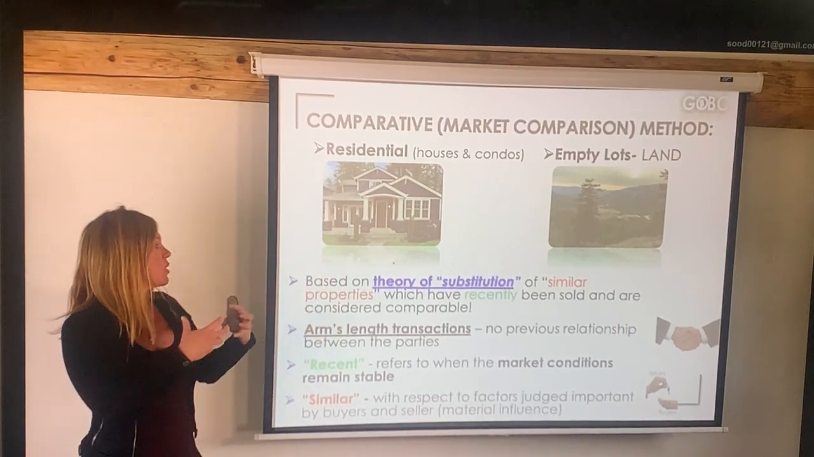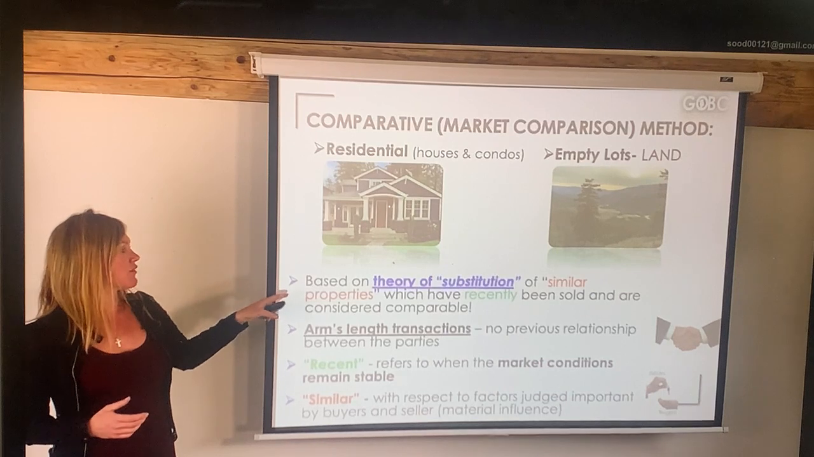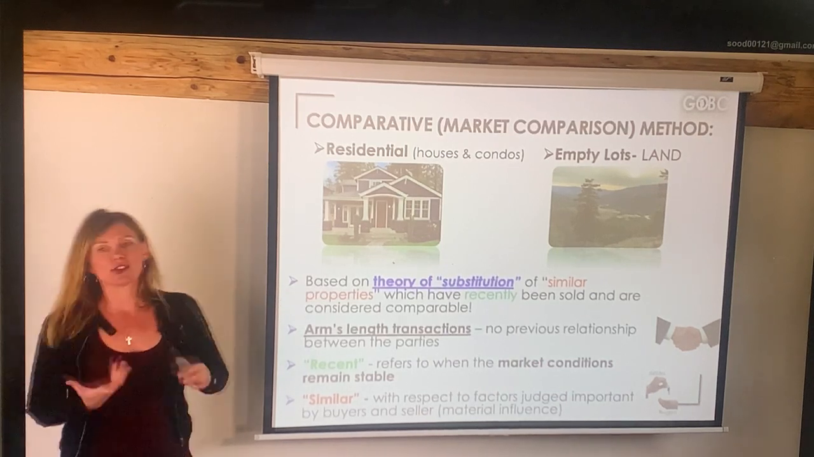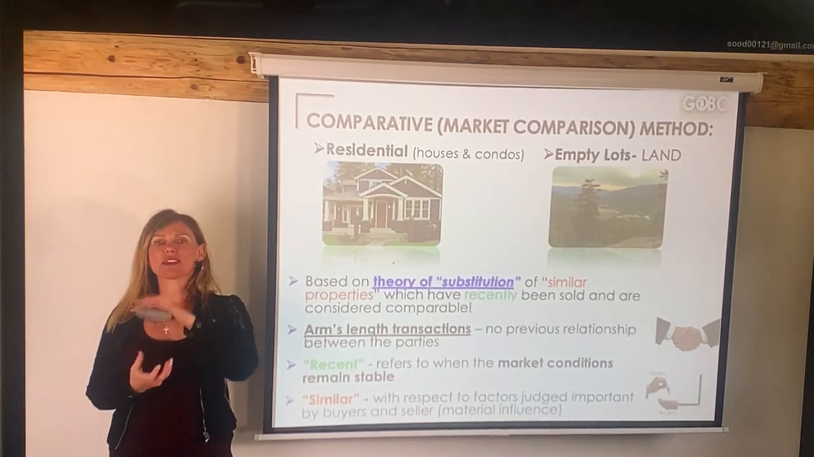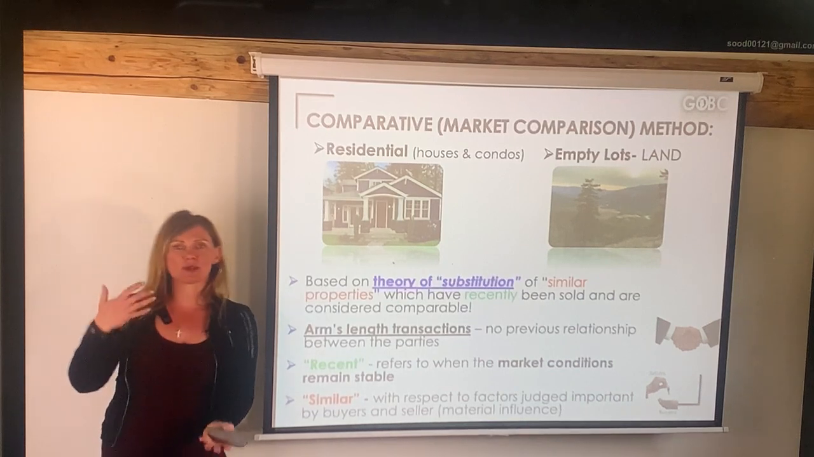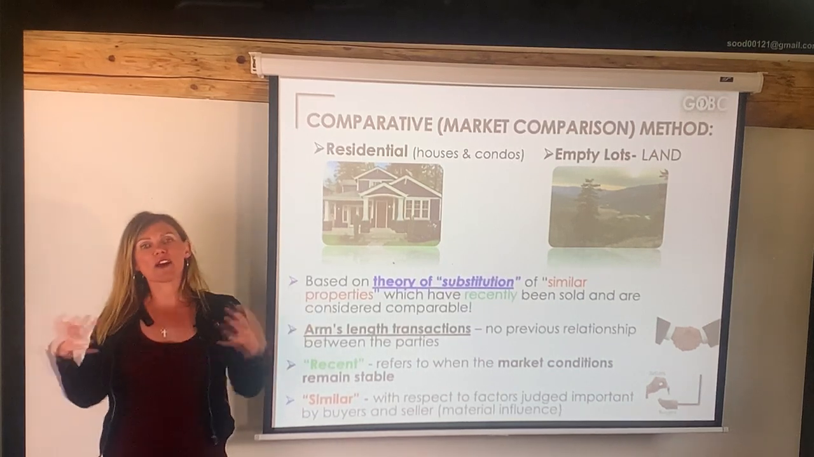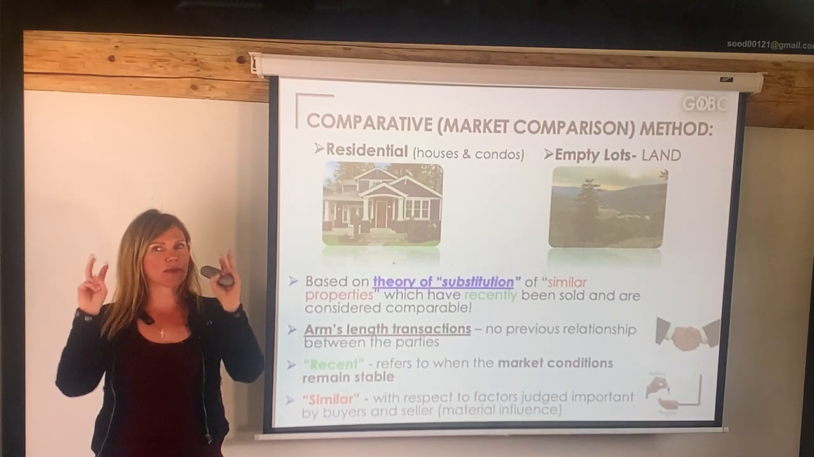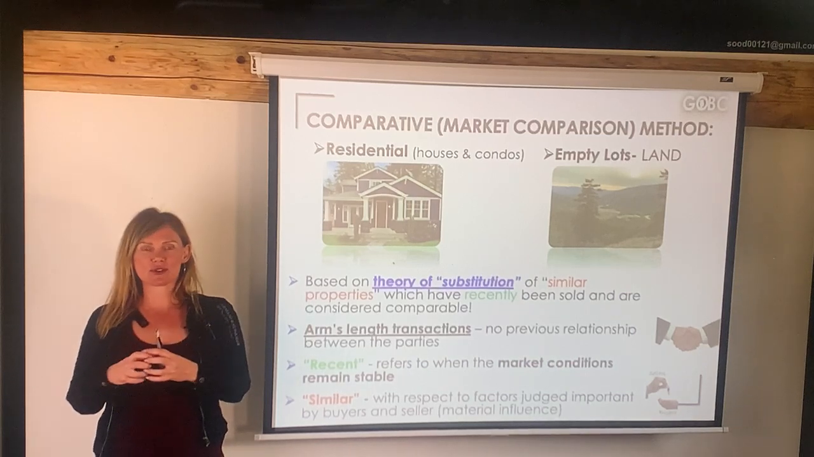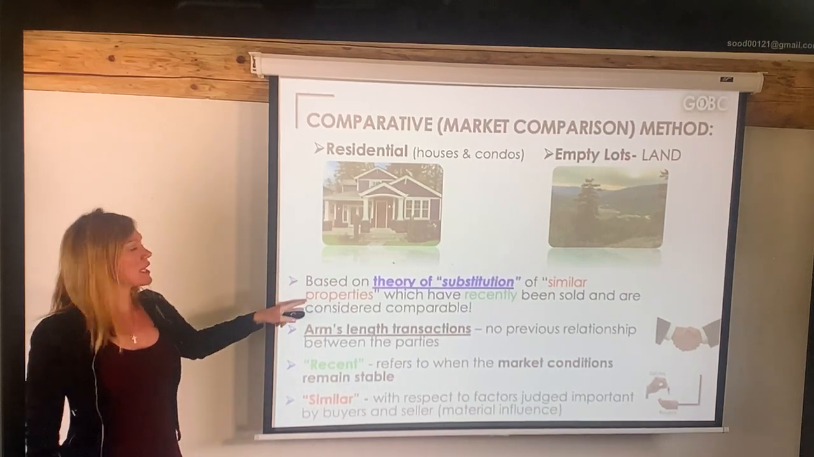It says, based on the theory of the substitution of similar properties which have been recently sold. So that means I'm going to find the ones that recently sold, and they have to be similar to mine, and then I will do that substitution between the bedrooms and the bathrooms and the square footages, and I will find out how much my property is worth. Okay, that's where those math questions come from, because we'll have to do those adjustments. So substitution means similar properties.